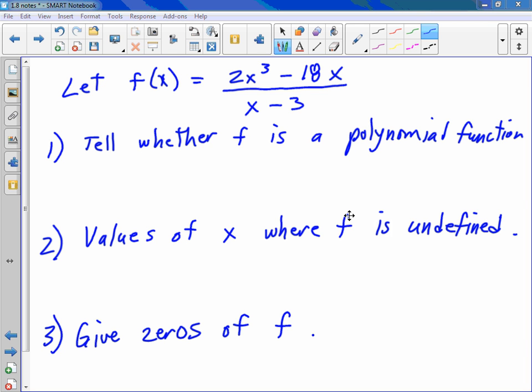Okay, so is it a polynomial function? So, no, it is not. The reason being is that it's a quotient, a division problem, a quotient of 2 polynomials. And we can't have that. Won't work.